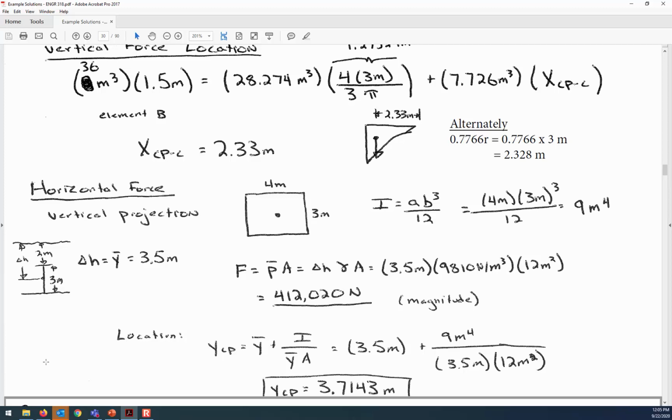Depth of the centroid, y bar, is the same as delta H because it's vertically oriented. So you can see that the YCP is 3.71 meters.